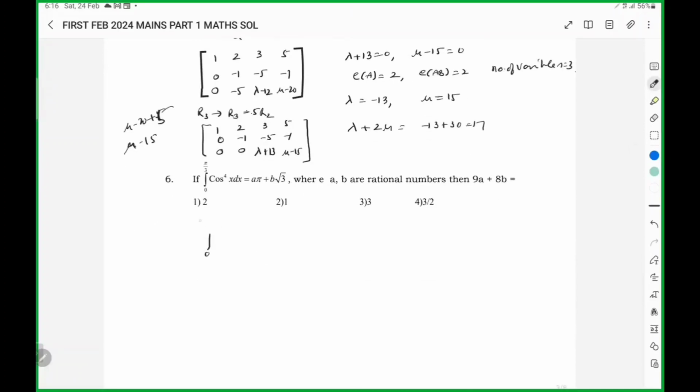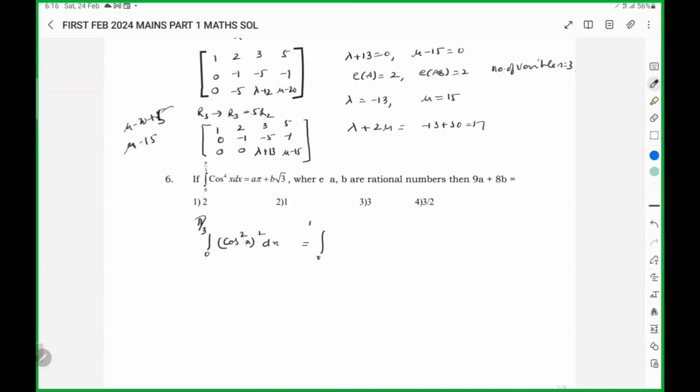Here it is, 0 to pi by 3. Its problems are not typical, it's lengthy. The only question is how many we can do within the time frame. But what I suggest is, don't try to do more. Do exactly at least 14 to 15 questions, and your percentile will be 99 plus.